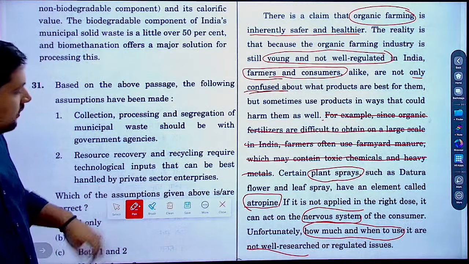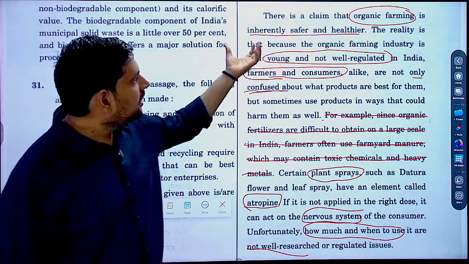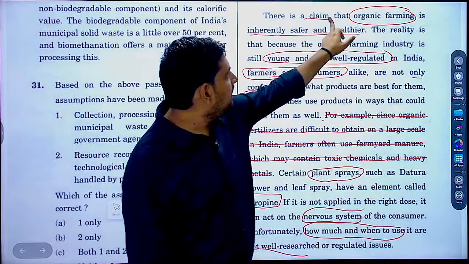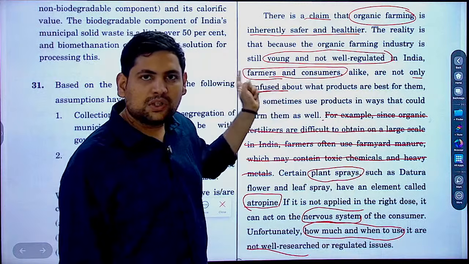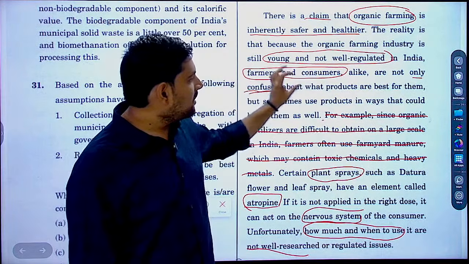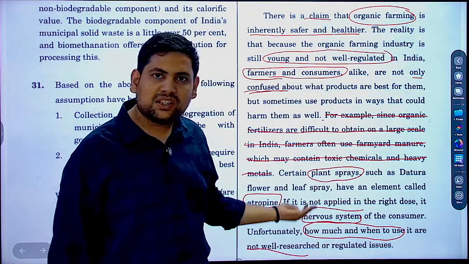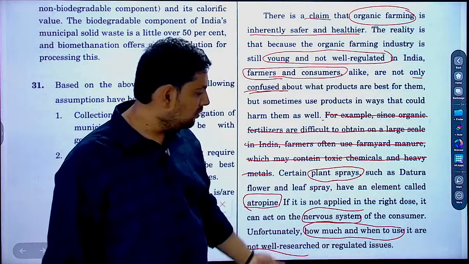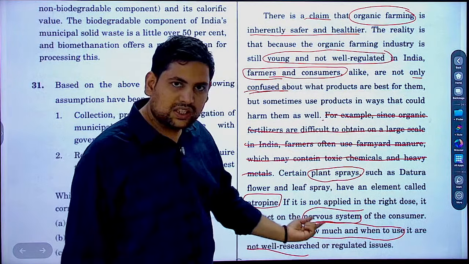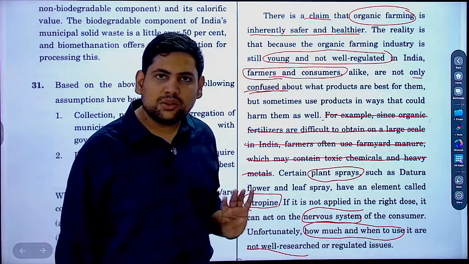Understood? Now, so the passage is all about organic farming. The claim is there that it is inherently safer and healthier, but the problem in India is because it is not well regulated, so farmers and consumers both are a little bit confused. They sometimes start using certain things which can be very harmful. For example, this atropine found in dhatura, which can affect our nervous system. That is why they don't know how much and when to apply.